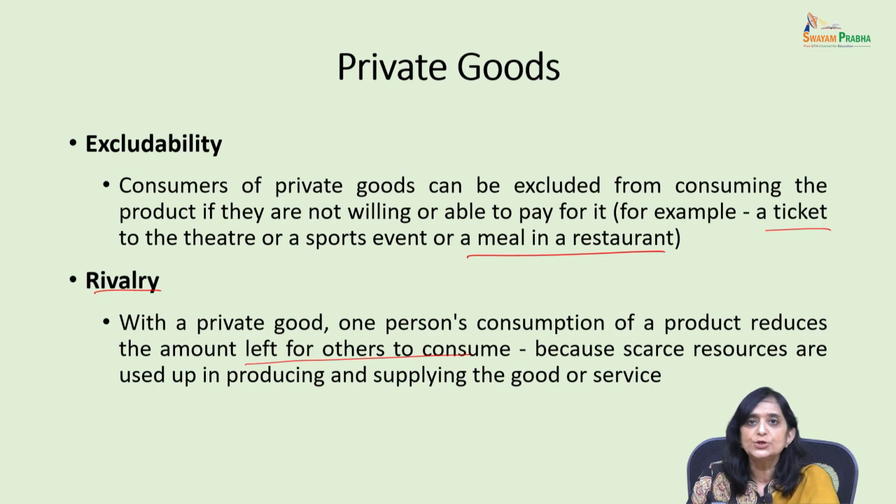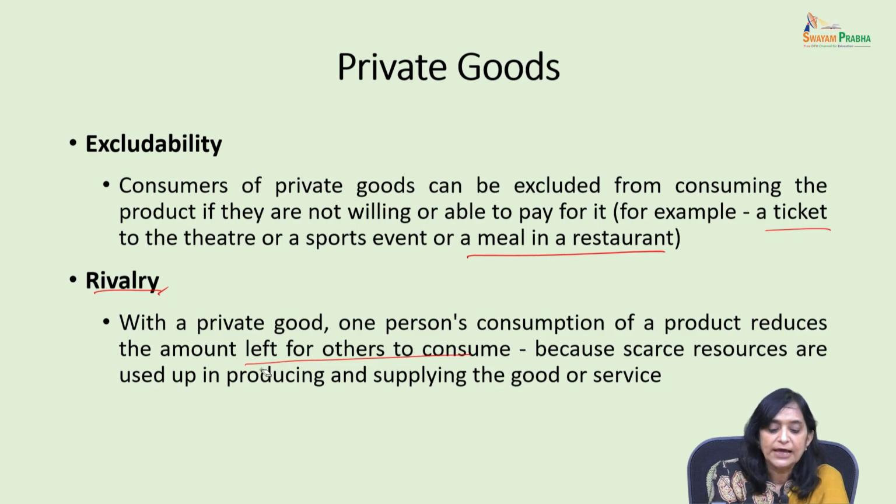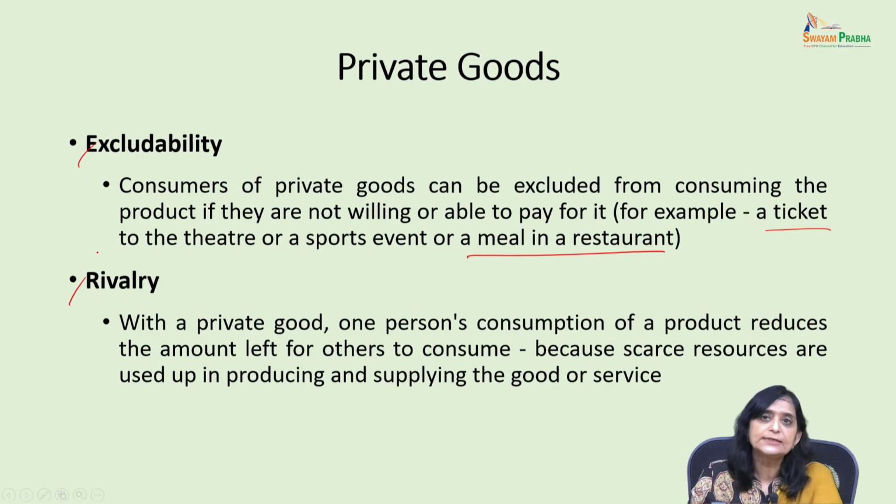So, if a good is limited in quantity, and I use this good, then the balance which is left is for the rest of the society. My consumption of that good has reduced the availability of that good or service for the others. That is what is called rivalry. So, rivalry in consumption and excludability, these are the two things which make a private good different from a public good.